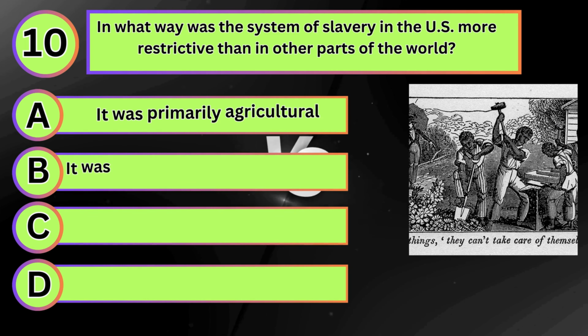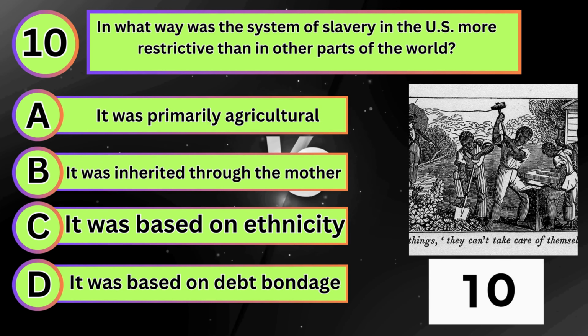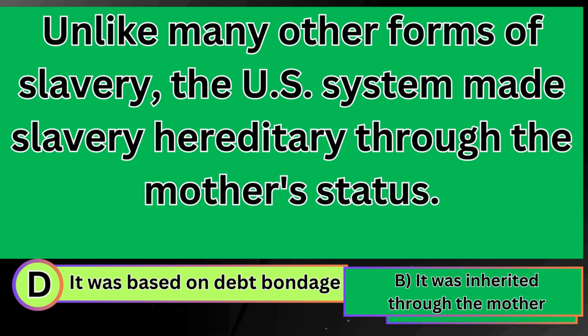In what way was the system of slavery in the U.S. more restrictive than in other parts of the world? B. It was inherited through the mother. Unlike many other forms of slavery, the U.S. system made slavery hereditary through the mother's status.